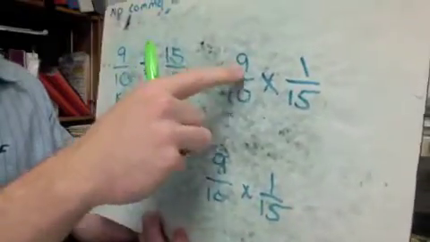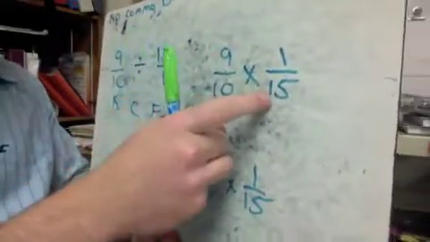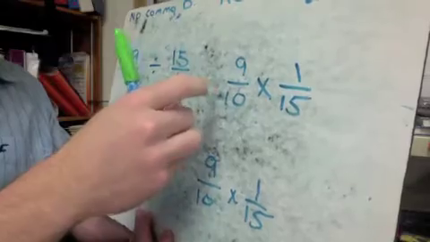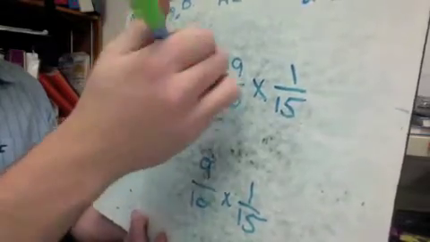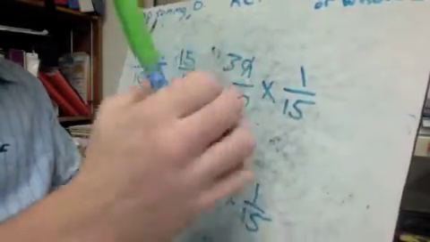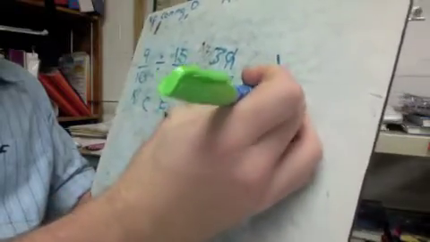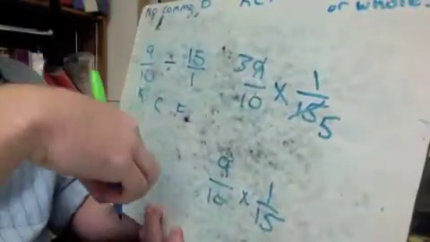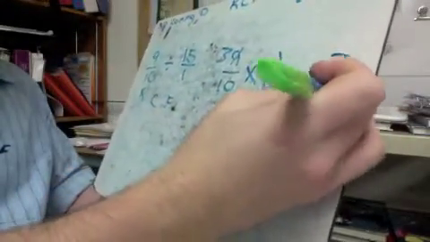My cross division would be these two right here. 3 goes into both of those. 3 goes into 9 3 times. 3 goes into 15 5 times. Now this will make my problem a lot simpler. 3 times 1 is 3. 10 times 5 is 50.